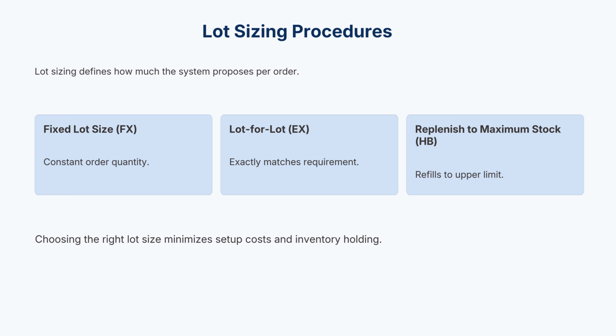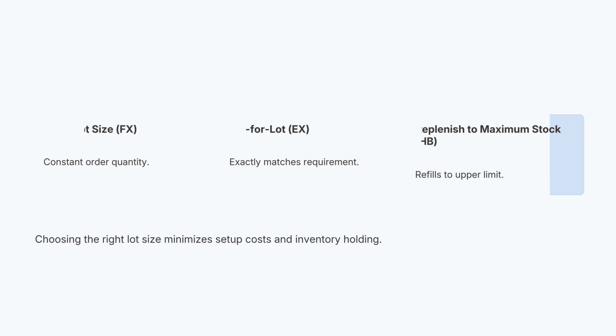Lot sizing procedures. Choosing the correct lot sizing procedure is essential. Fixed lot size creates standard replenishment quantities. Lot for lot matches supply exactly with demand, ideal for JIT operations. Replenish to maximum fills stock up to a defined maximum level. The right choice balances production efficiency, carrying costs, and service levels.